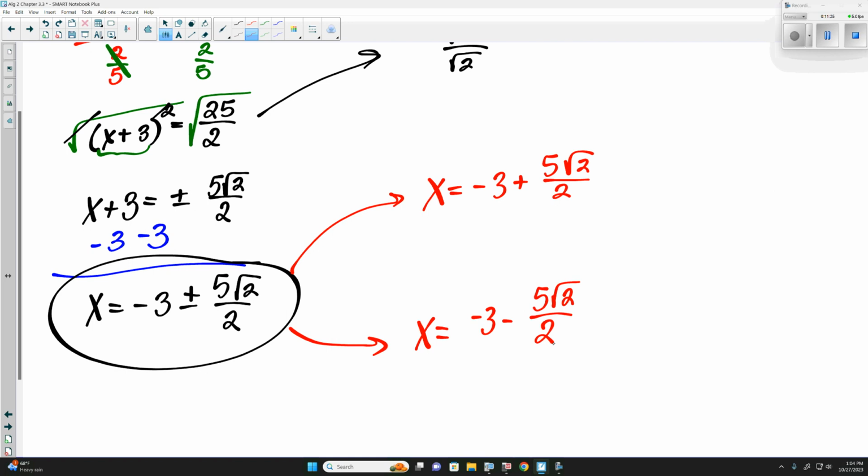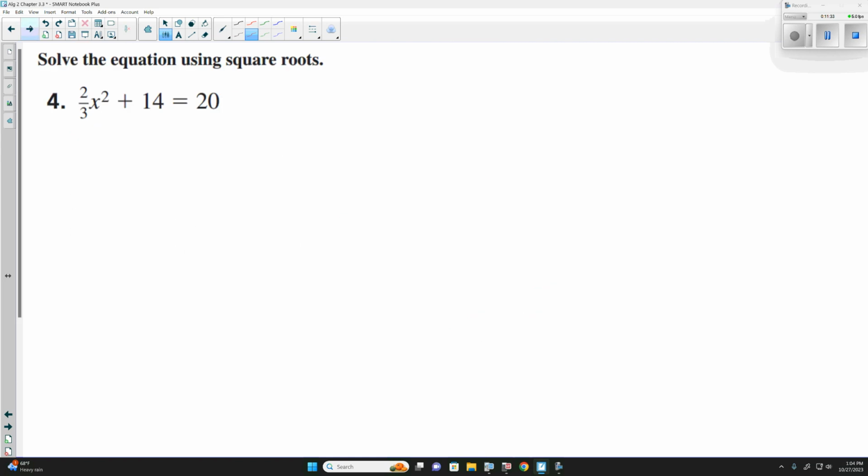Questions on this here? We ready for another one? All right, let's look at the next one. 2/3 x squared plus 14 equals 20.